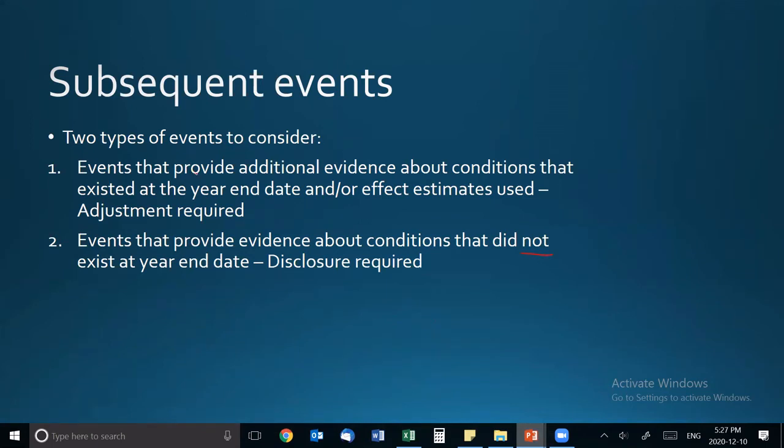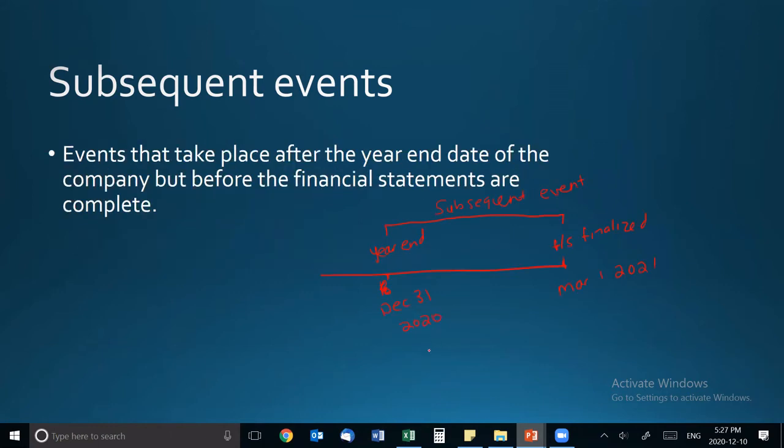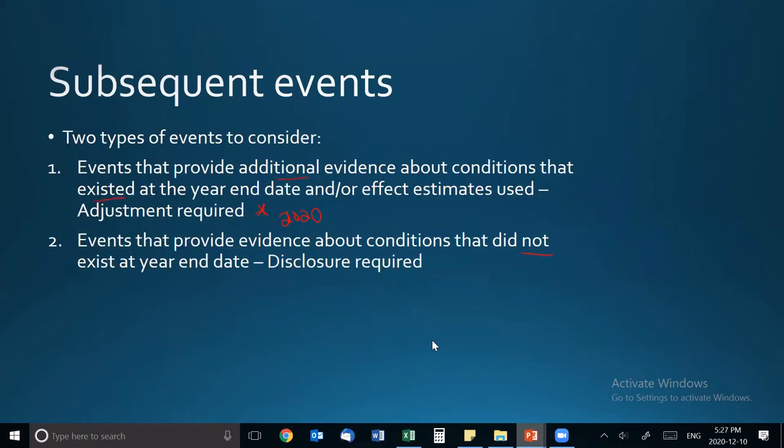If there's events that provide additional evidence of something that had already existed at year end, we would need to make an adjustment to our 2020 financial statements. Okay, so then we would have to go back and adjust these financial statements. If there was an event that did not exist at year end, then we would just need to do a disclosure in our 2020 financial statements.